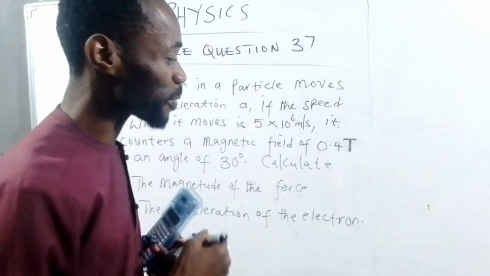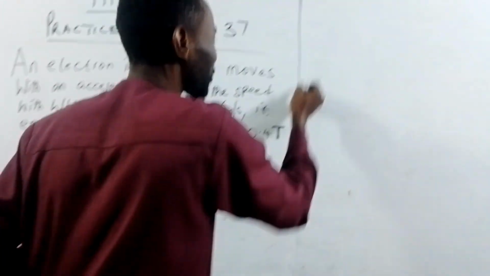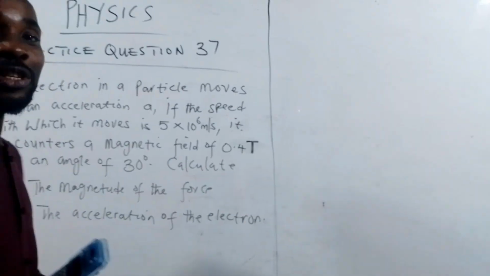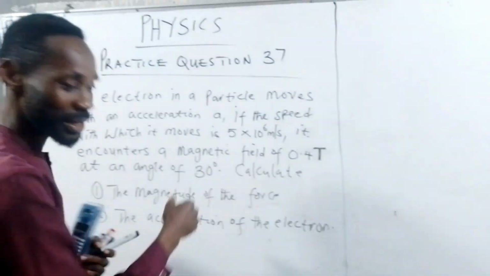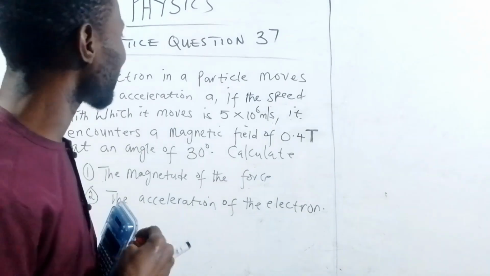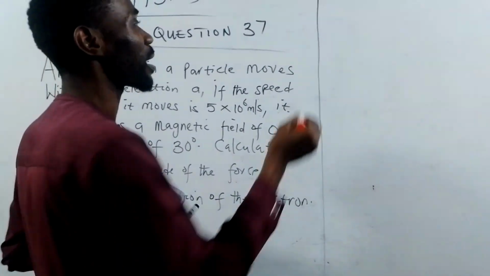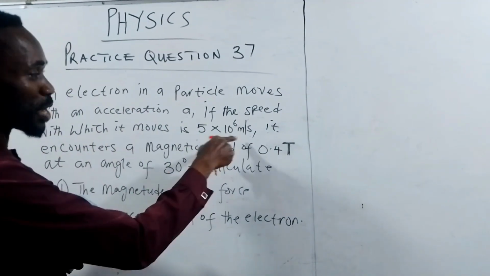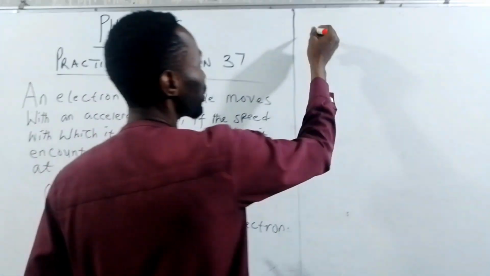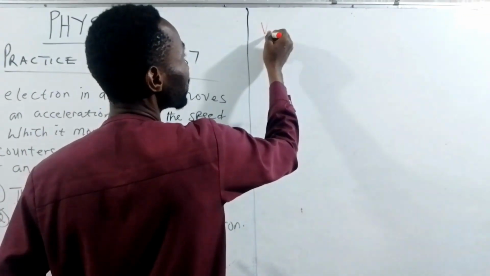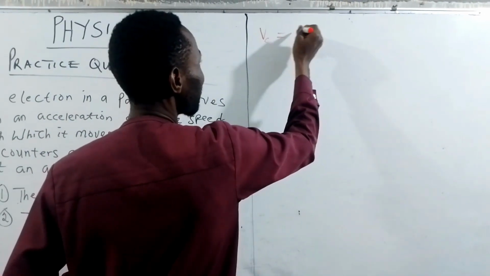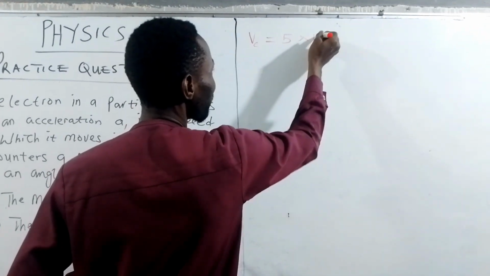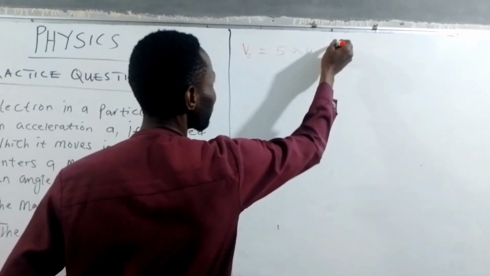How do we solve this problem? Quickly, let's go together to solve this problem. First thing we do here, let's get the parameters from the question. The parameters given in the question are: number one, we have the speed of the electron. So the speed of the electron is given to us as 5 times 10 raised to the power 6 meters per second.